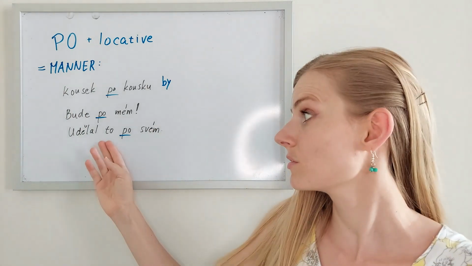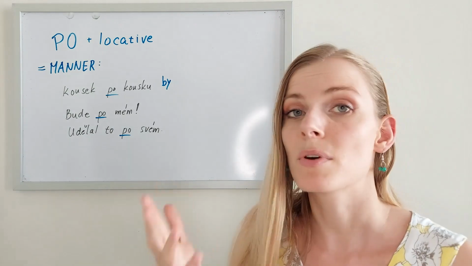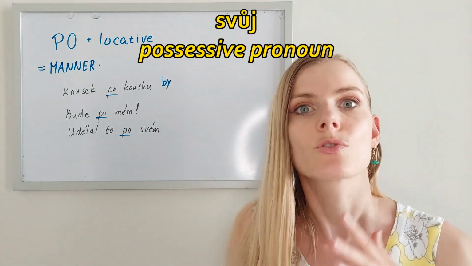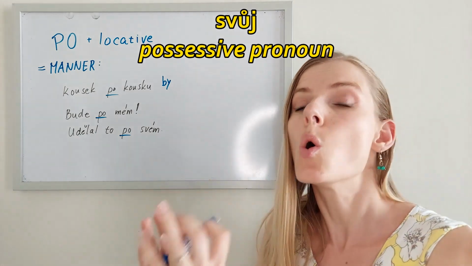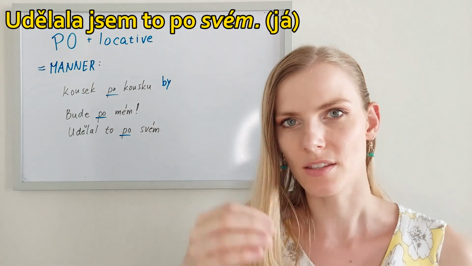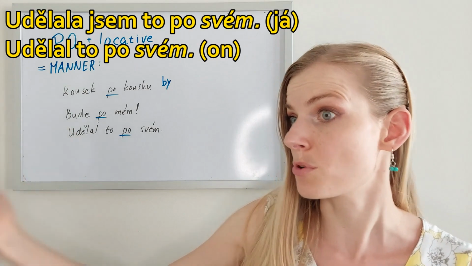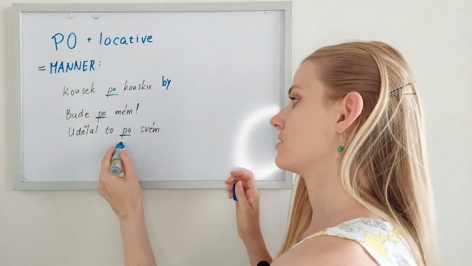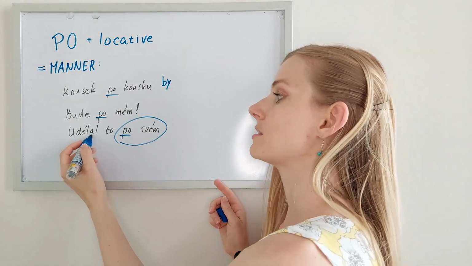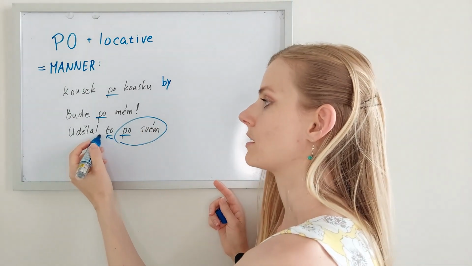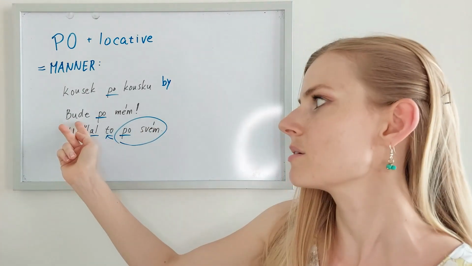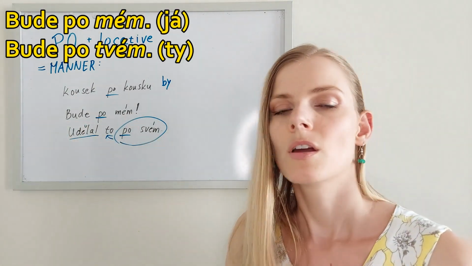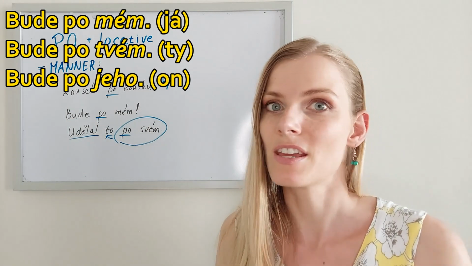When we have an object of the sentence and we say that somebody did it in a certain way, then we use the adjective svůj, which means their own. So I could say, udělala jsem to po svém. Udělal to po svém. Uděláme to po svém. This actually wouldn't change with the person because it depends on the pronoun and this particular verb. Whereas here we have the verb to be. Bude po mém, bude po tvém, bude po jeho. It will be in his way.